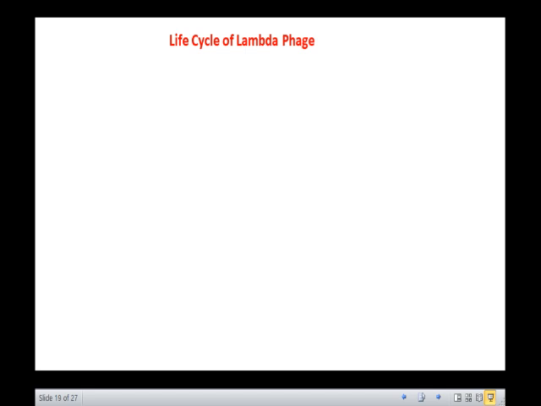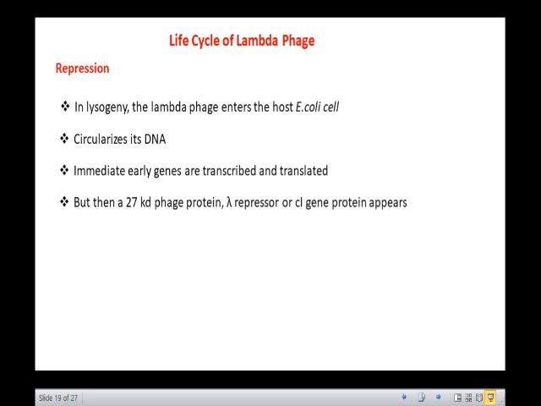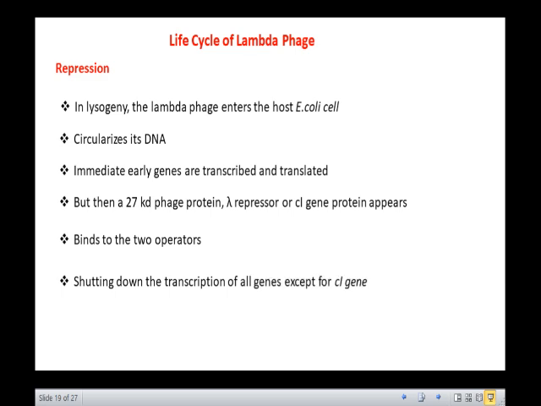The first step in lysogeny is repression. When in lysogeny, the lambda phage enters the host E. coli cell, circularizes its DNA, and its immediate early genes are transcribed and translated by the host RNA polymerase as would be in the case of lytic cycle. But then a 24 kilodalton phage protein, lambda repressor or C1 gene protein, appears and binds to the two operators, ultimately shutting down the transcription of all genes except for the C1 gene, the gene for lambda repressor itself.